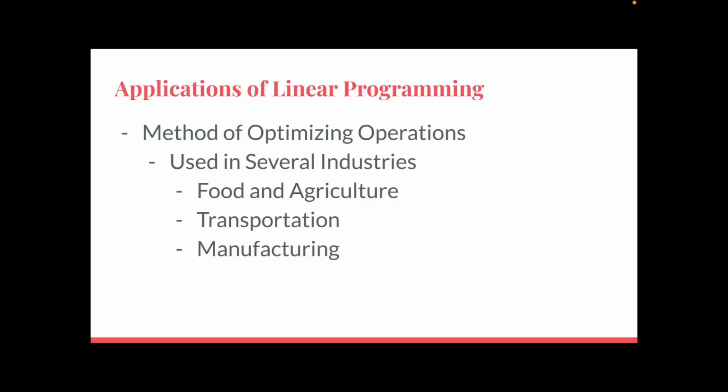Next, I'll talk about the applications of linear programming. Linear programming is a method for optimizing operations with respect to certain constraints. Therefore, it's used to make processes more efficient and cost-effective within several industries. One of these industries is the food and agricultural industry, which we walked you through a problem for.